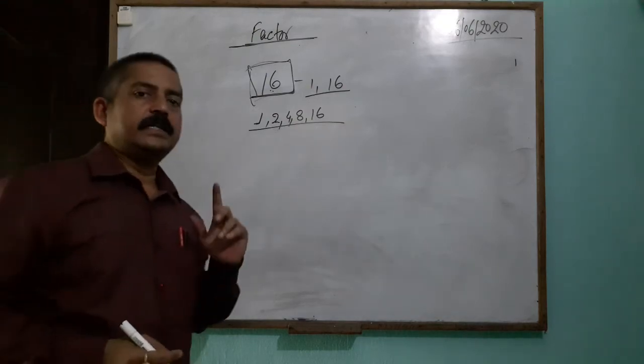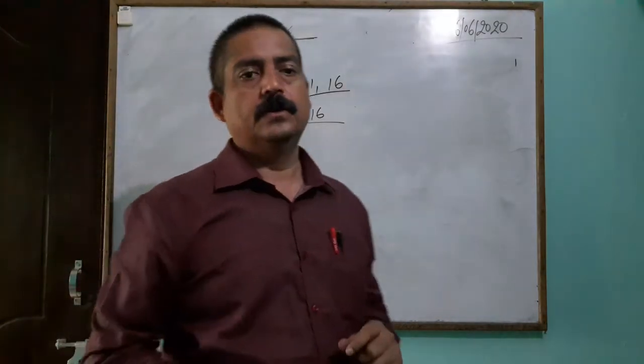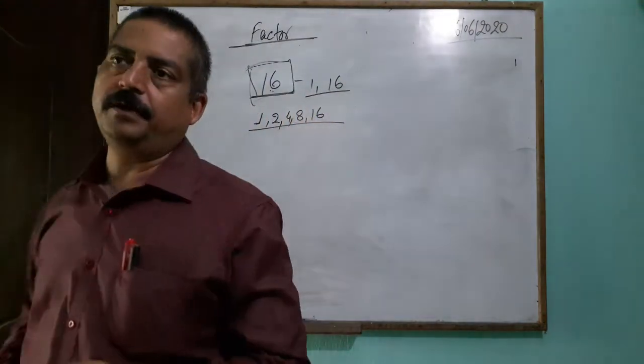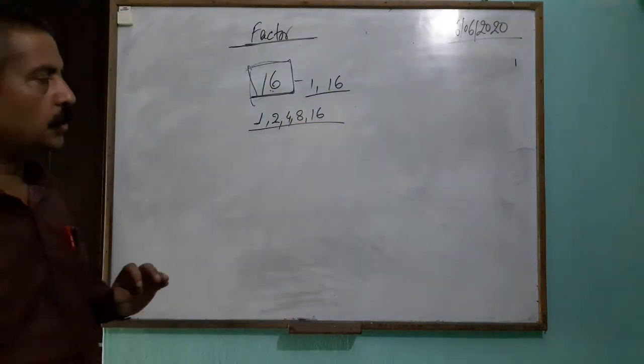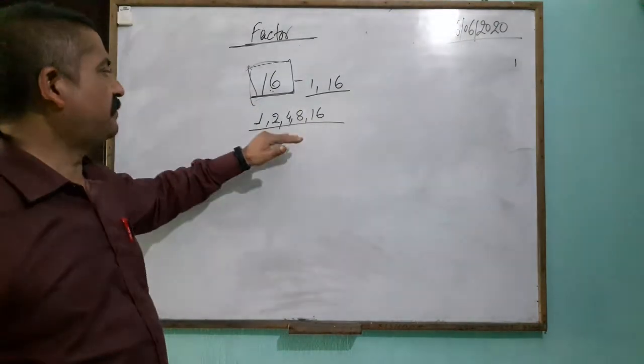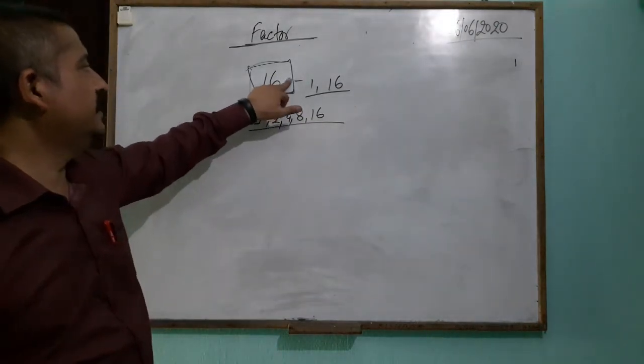Means the numbers which we divide by another number and get the remainder 0. So the numbers by which we divide and get remainder 0 are the factors of that given number.